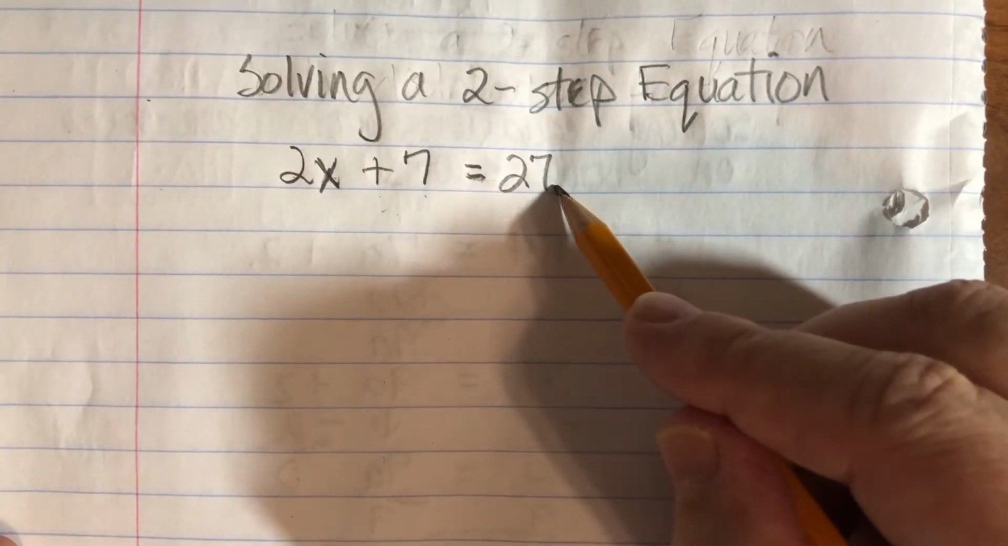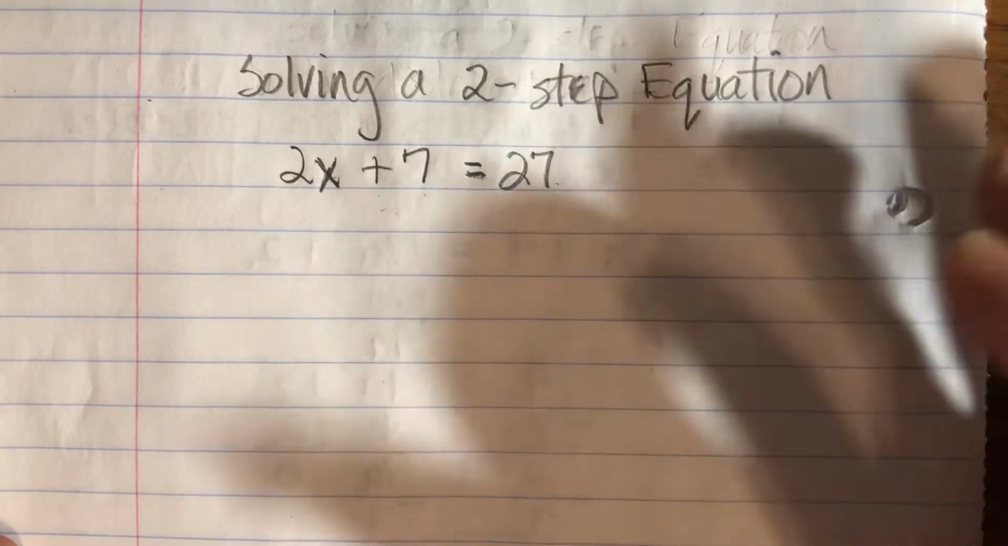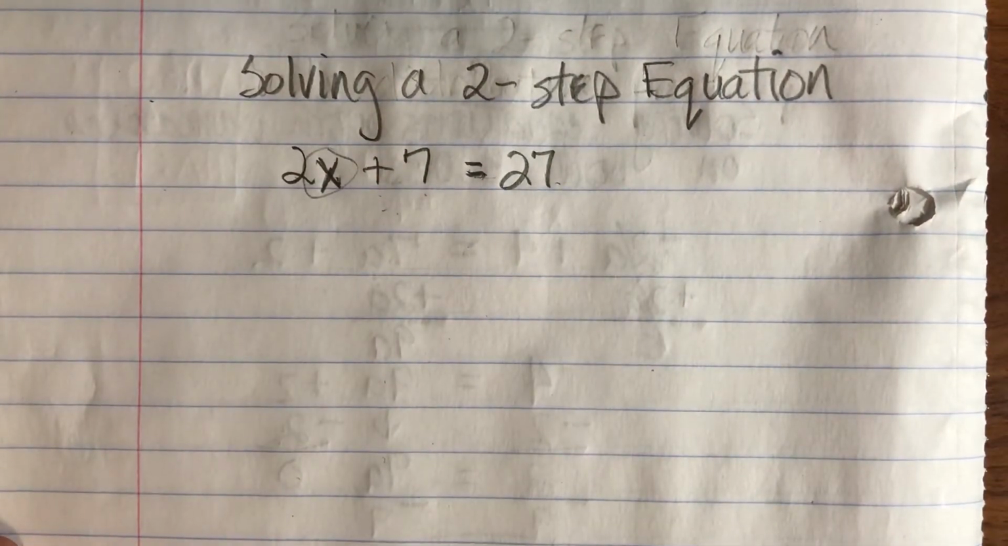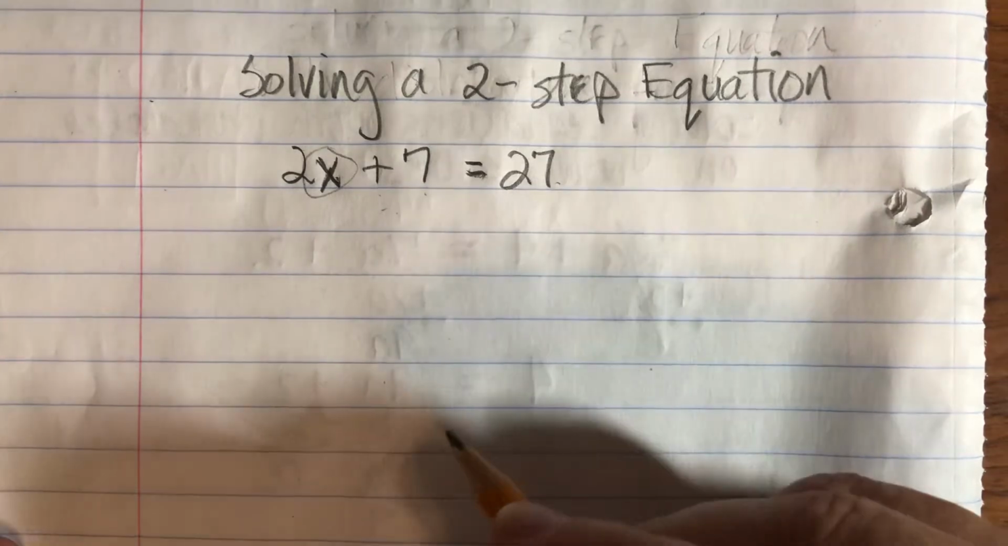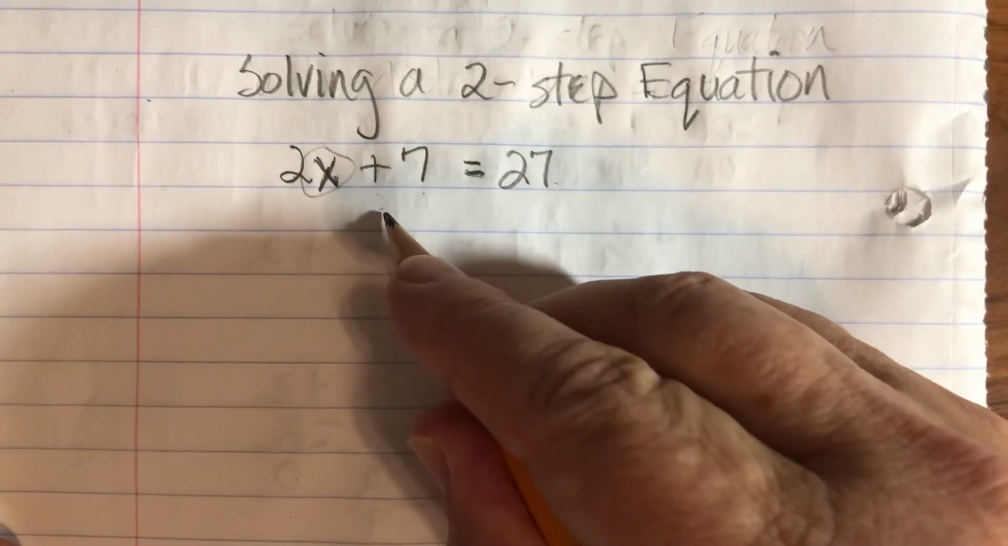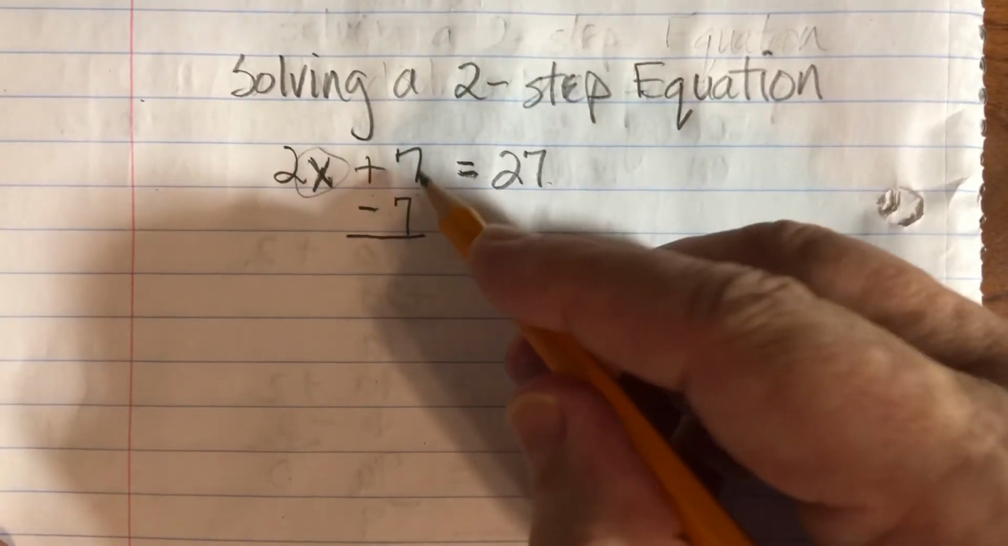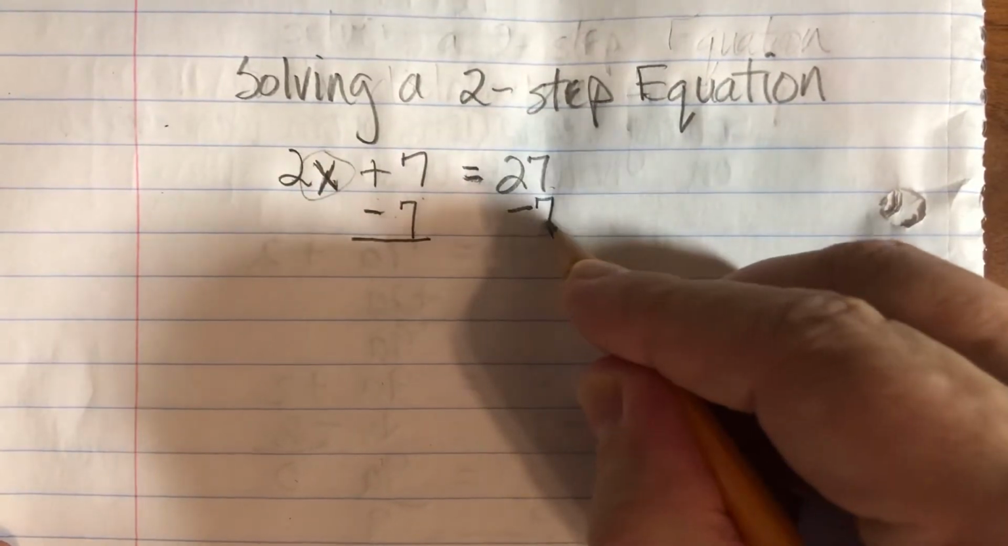Now, I don't care about this side really right now. It'll take care of itself. My goal is to get x by itself. I'm solving for x. All right. So in solving equations, we always add and subtract first. So I'm going to subtract 7 from both sides.